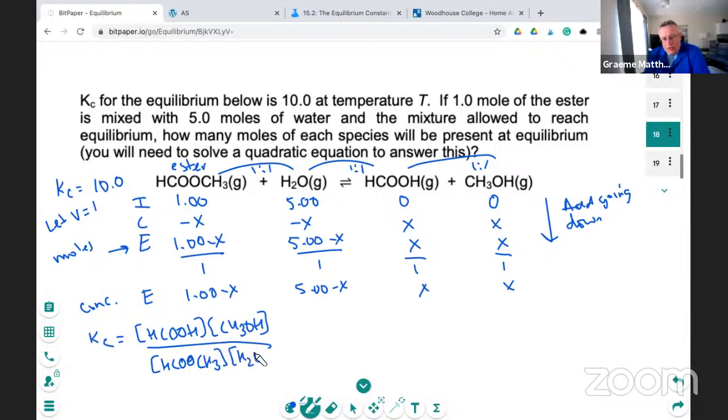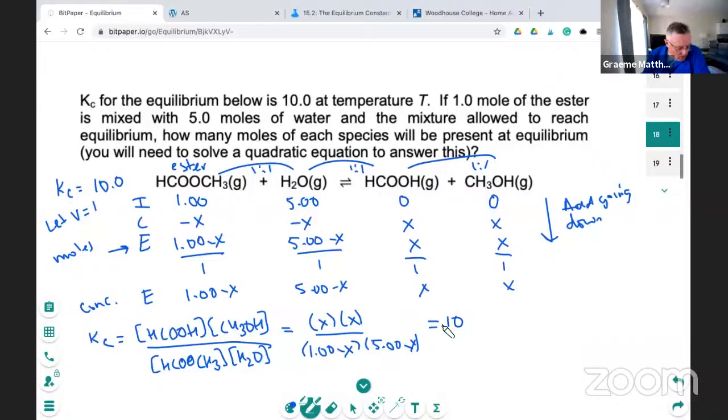And here's my water, right? Like so. Okay, now look at my notes real quick. What I better do then is put down an extra step, x times x, for the products, and 1 minus x and 5 minus x for the reactants there, right? The reason I can do this is because I let volume equal 1. And so this is going to equal 10.